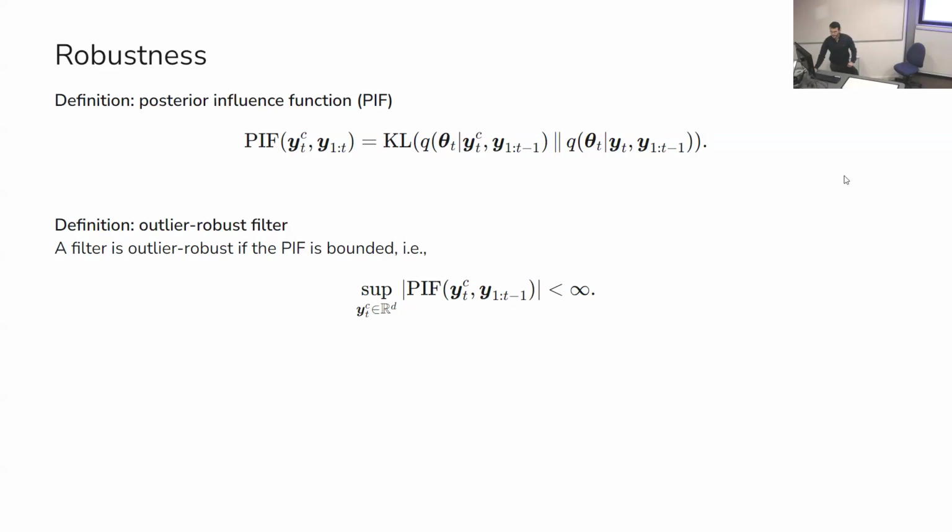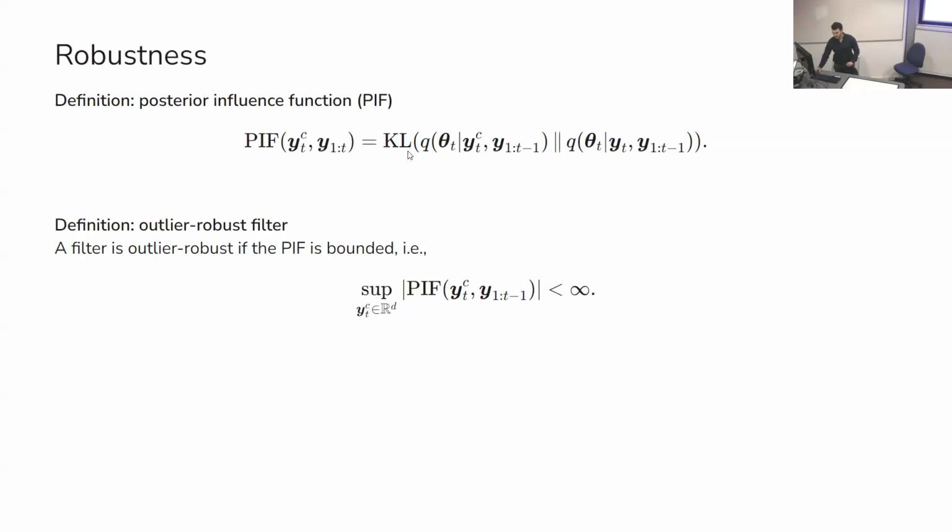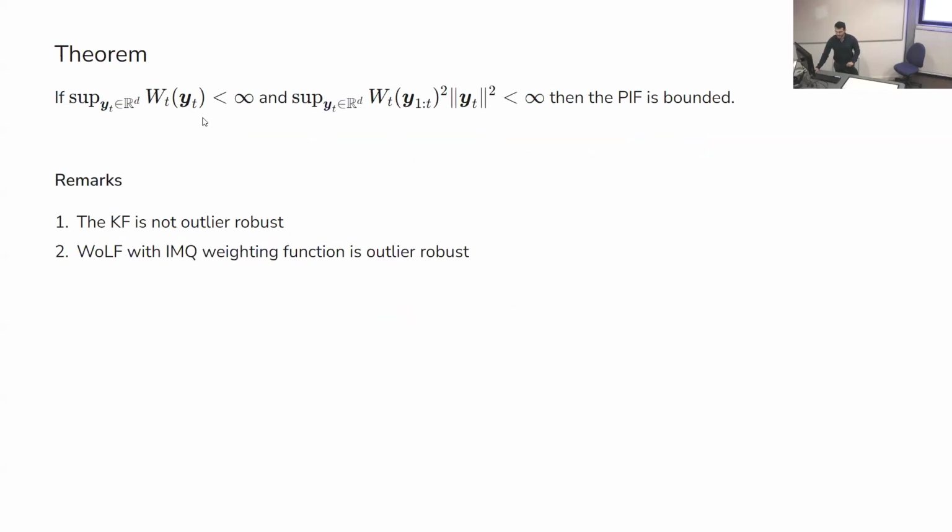And then what do we mean by robustness? We have this posterior influence function, or PIF, that compares two posterior distributions. One is the posterior distribution of the filter with observations from y up to time t. And at time t, I assume that some corrupted measurement happens. We define a filter as robust if the supremum of the absolute value of the PIF is bounded, that is, less than infinity. And as it turns out, we can prove that the only requirement for the weighted likelihood filter to be robust is not in the posterior or the choice of measurement function, it's simply in the choice of weighting function. As long as the weighting function satisfies some boundedness conditions of first and second order, we can show that the filter is robust in the PIF sense.